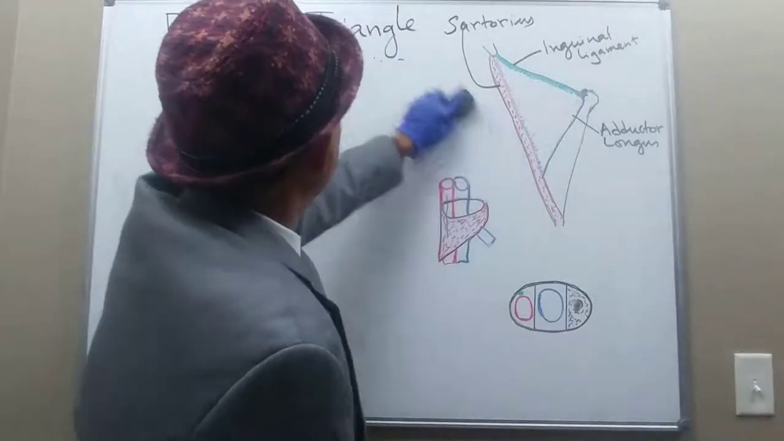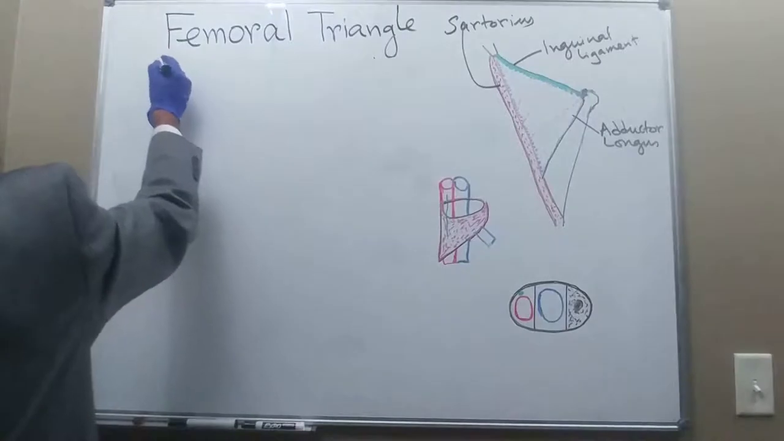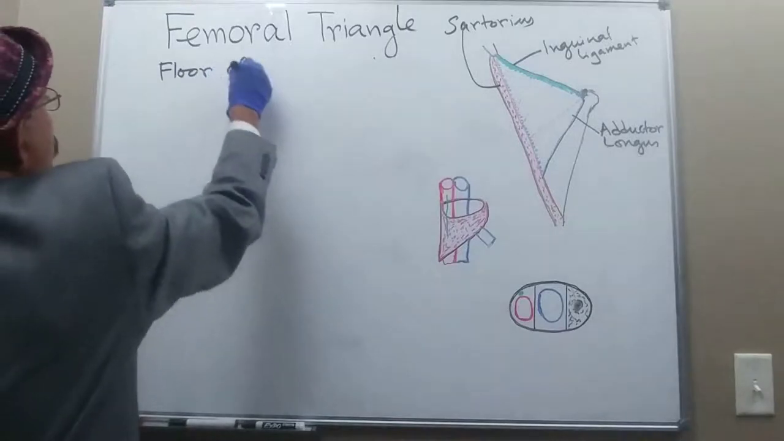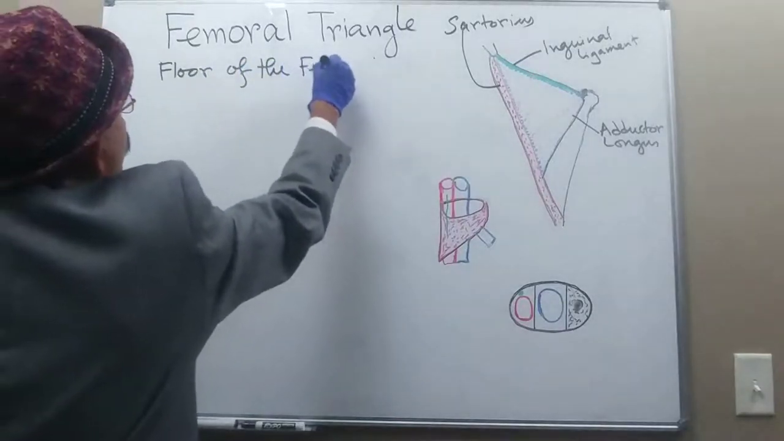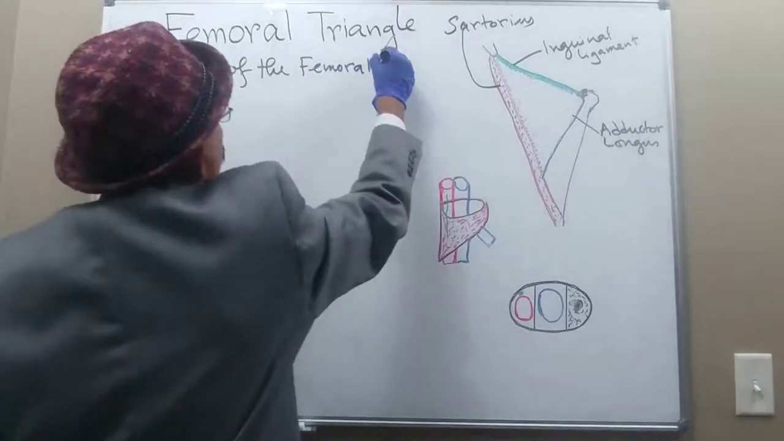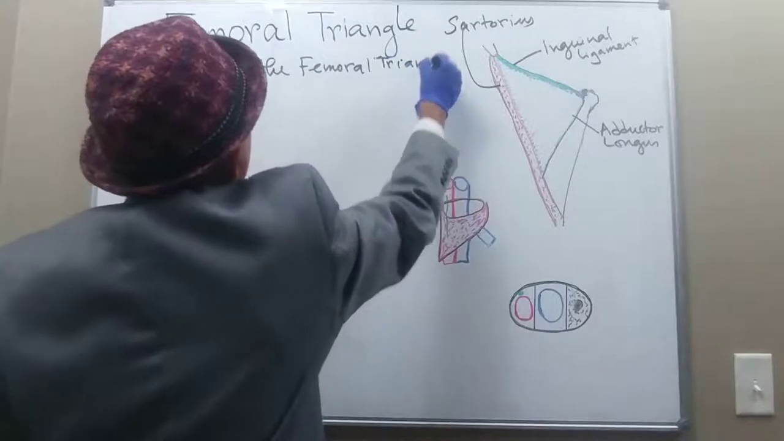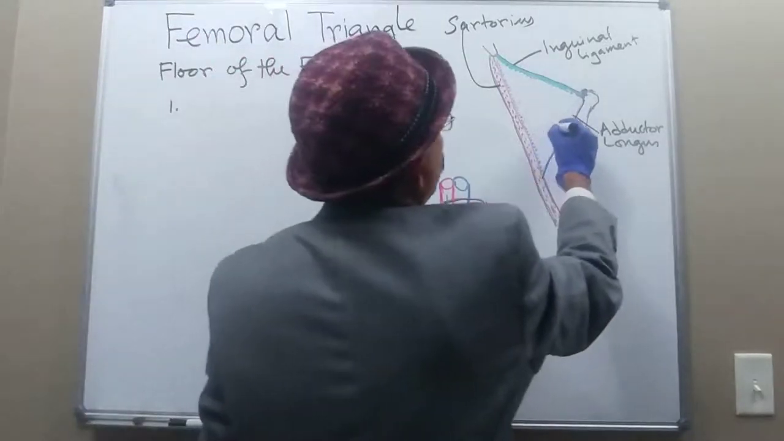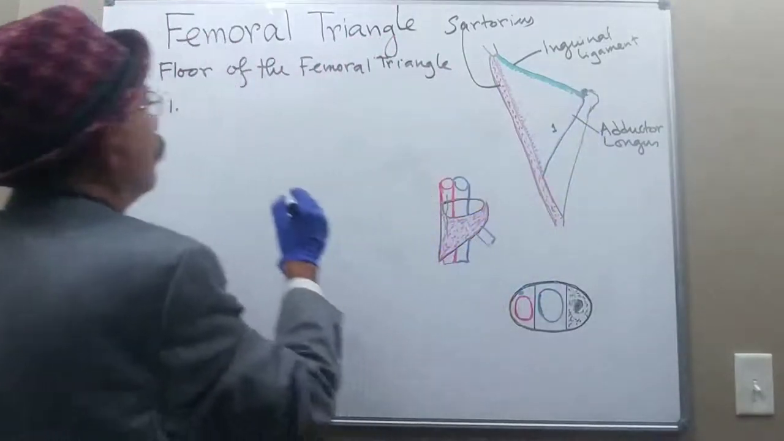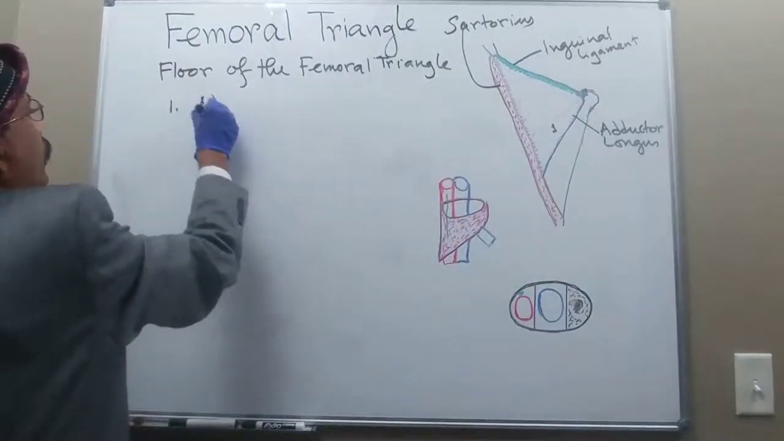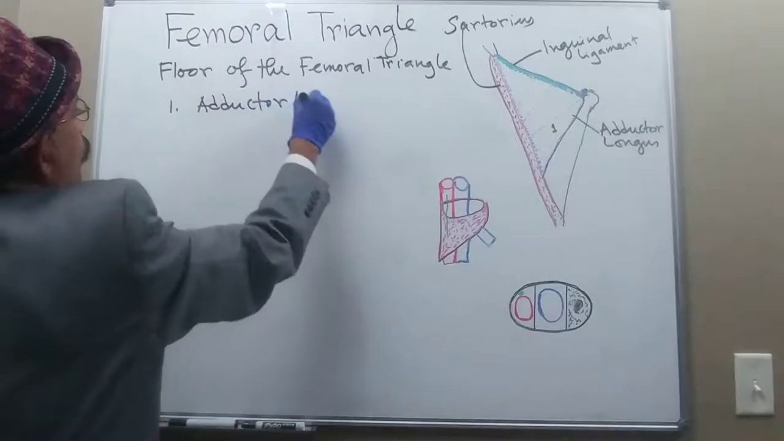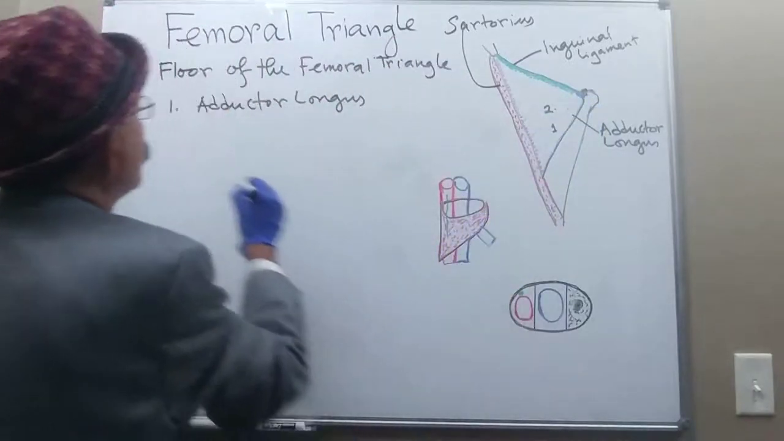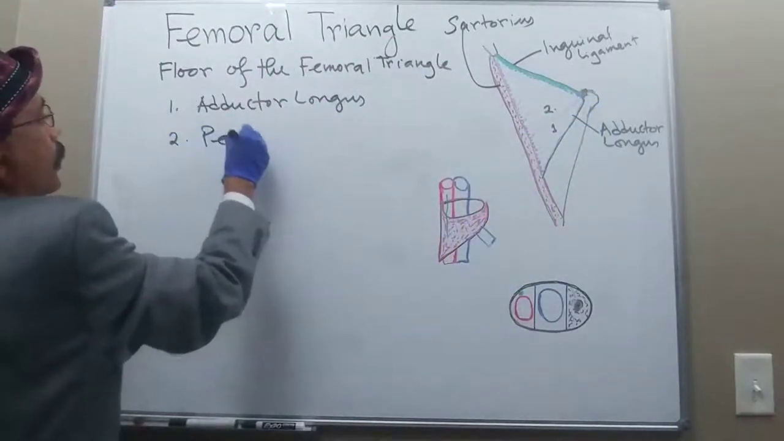Now we go to the floor of the femoral triangle. How is the floor formed? It is formed by, number one, the adductor longus, from medial to lateral. Then number two is the pectineus muscle.